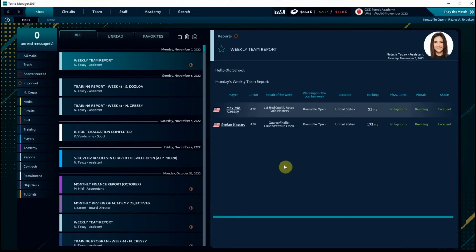And for the final tournament of the year that Maxime and Stefan are going to be playing in, they're both going to be at the Knoxville Open here in the United States as they try to close out the season. You can see both of them are in top form, great morale, excellent shape. It's been a good year. Maxime wanted to get into the top 70. Stefan wanted to get into the top 300. We've achieved those biggest goals with both of these players.